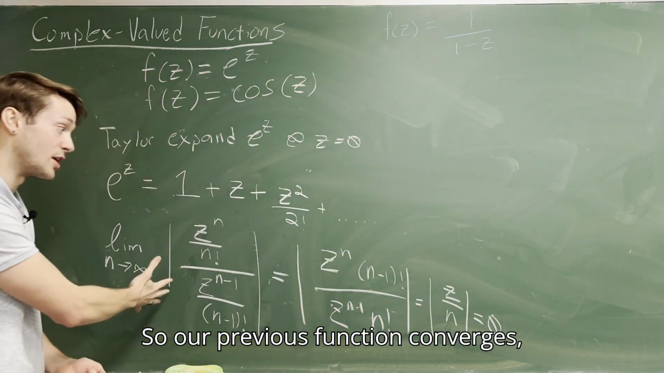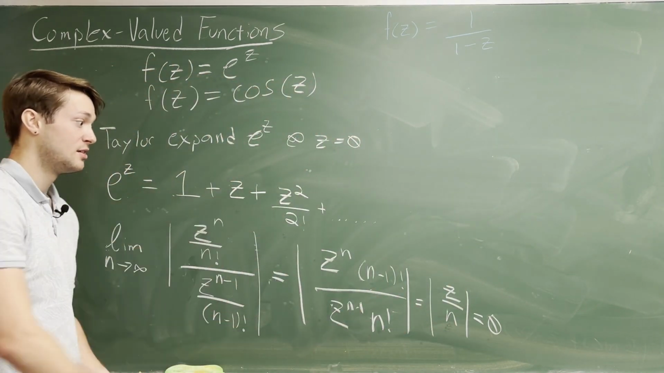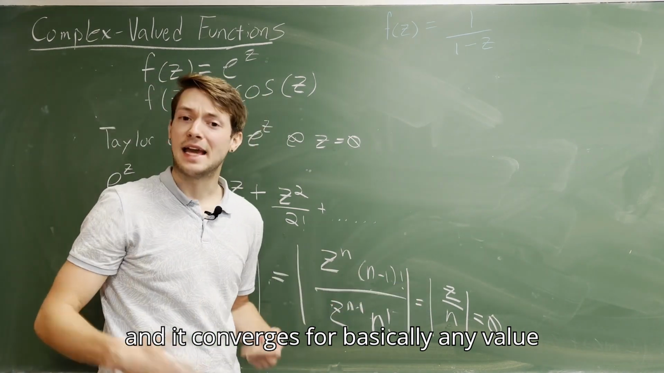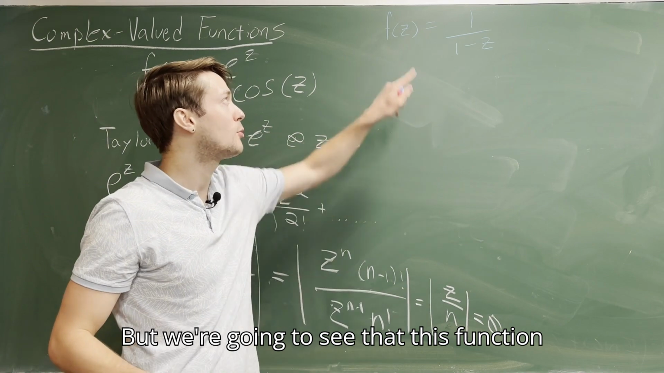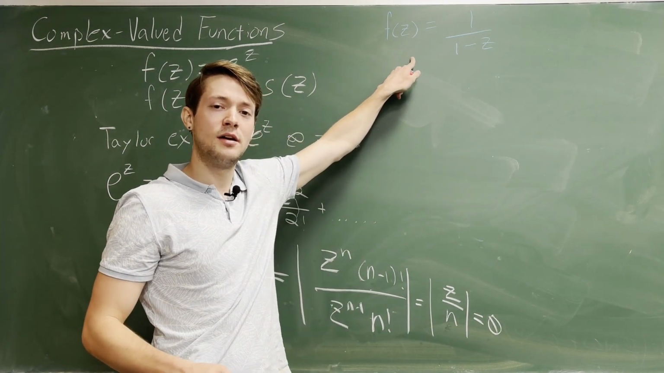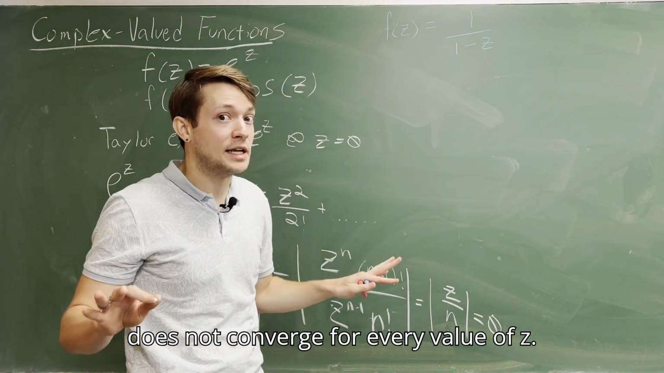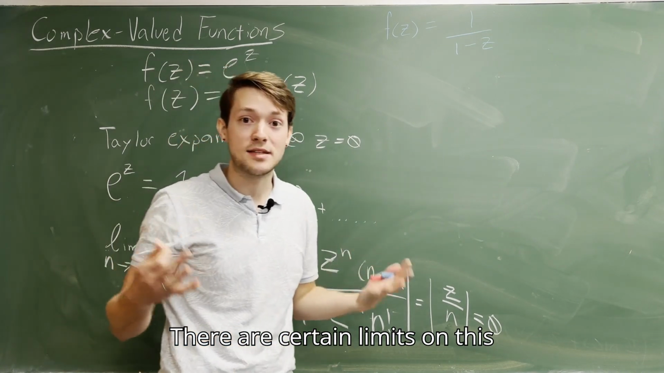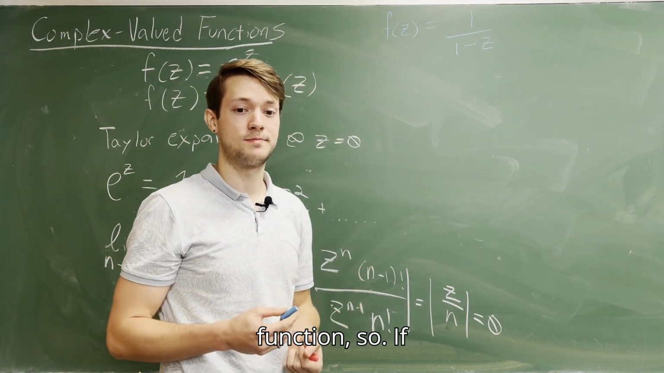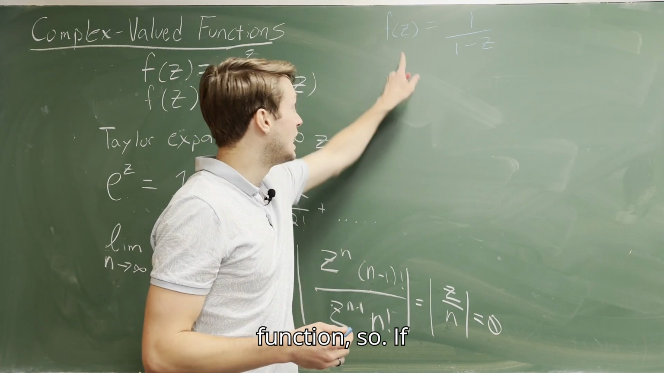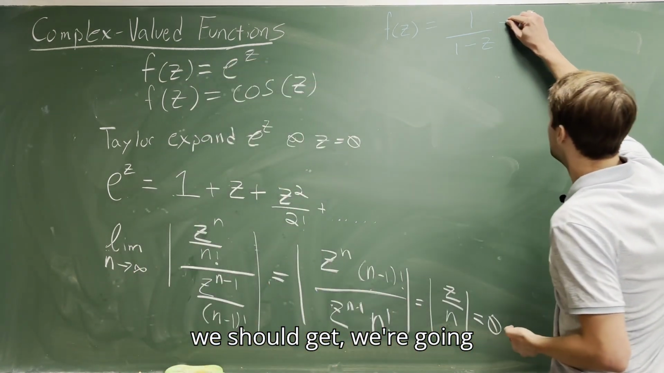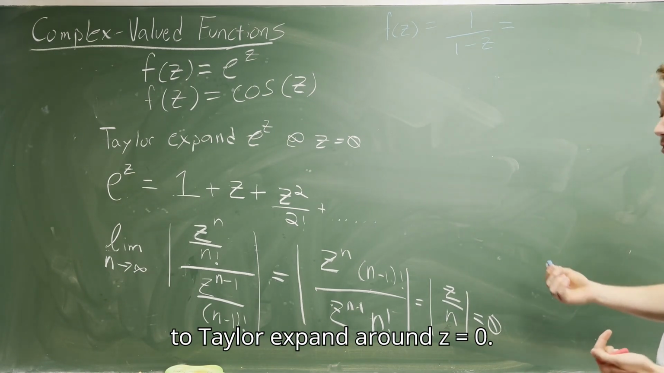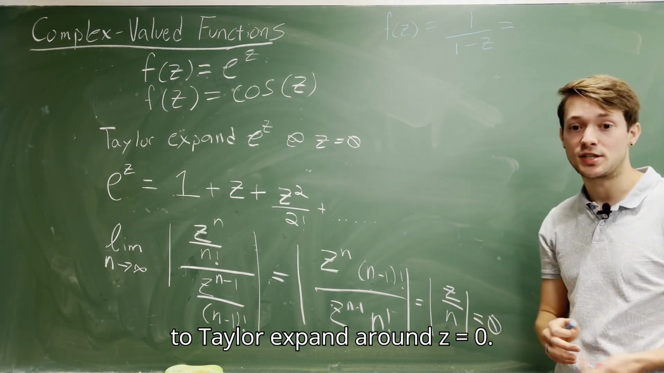So our previous function converges, and it converges for basically any value of z because n gets infinitely large, but we're going to see that this function does not converge for every value of z. There are certain limits on this function. So if we Taylor expand this to figure out what we should get, we're going to Taylor expand around z equals 0.